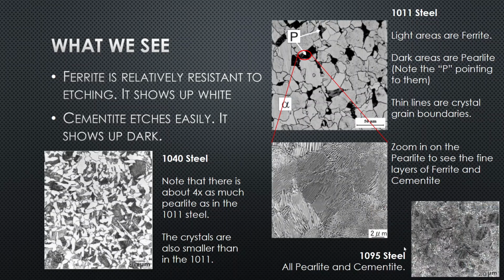And if I turn my talking head off right here again, there we go. Down in the bottom corner right in here, you can see a 1095 steel, and you don't really see any of the big white crystals anymore. You see little bits of whiteness in here where you're looking at the layers of ferrite inside the pearlite, but everything in here is pearlite with little chunks of cementite added in right here, pure cementite forming right in here in those really dark areas.